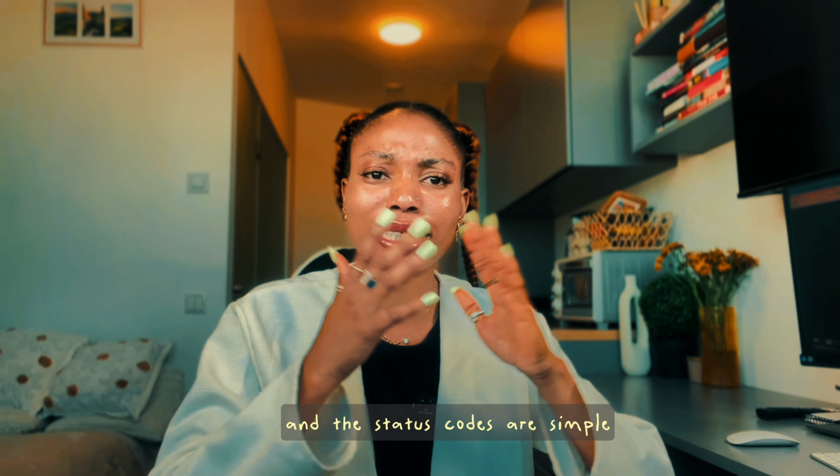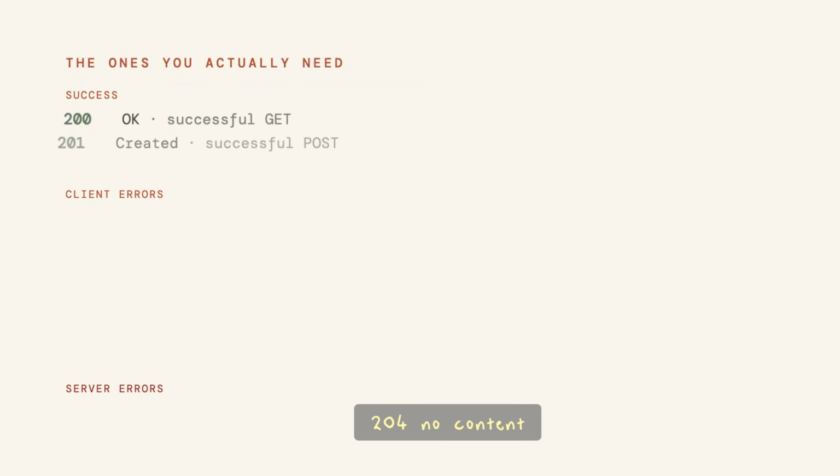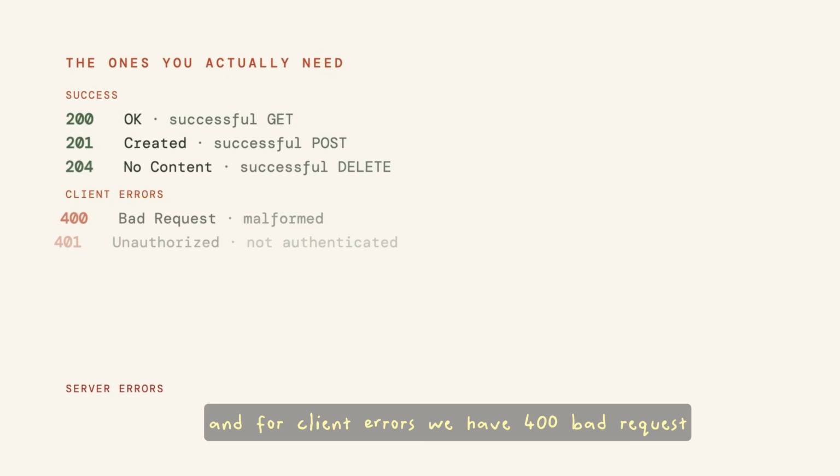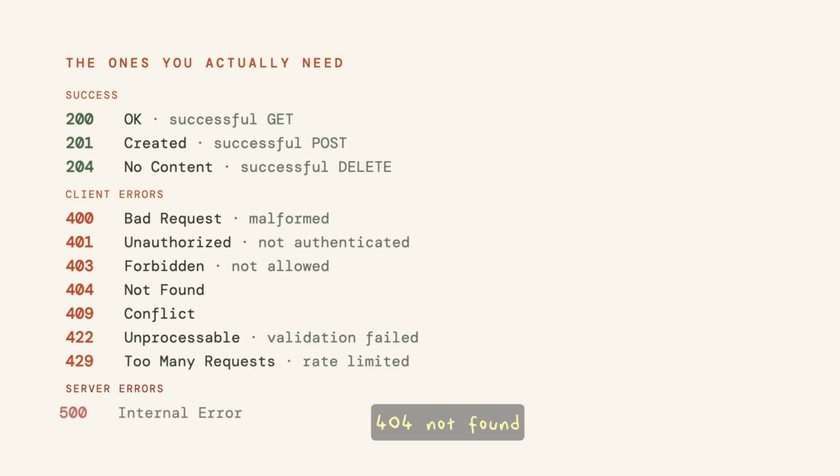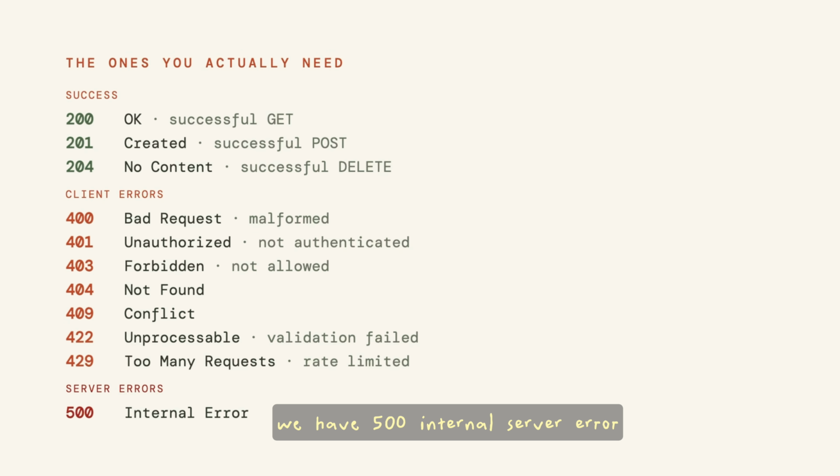And the status codes are simple. For success, we have 200 okay, 201 created, 204 no content. And for client errors, we have 400 bad request, 401 unauthorized, 403 forbidden, 404 not found, 409 conflict, 422 unprocessable entity, 429 too many requests. And for server error, we have 500 internal server error.